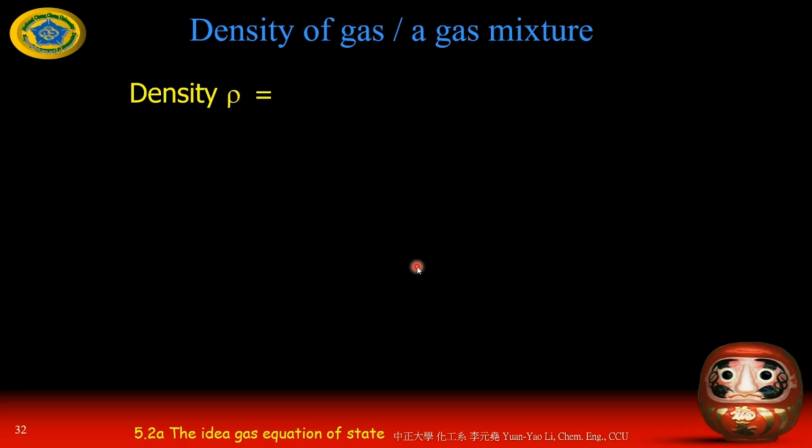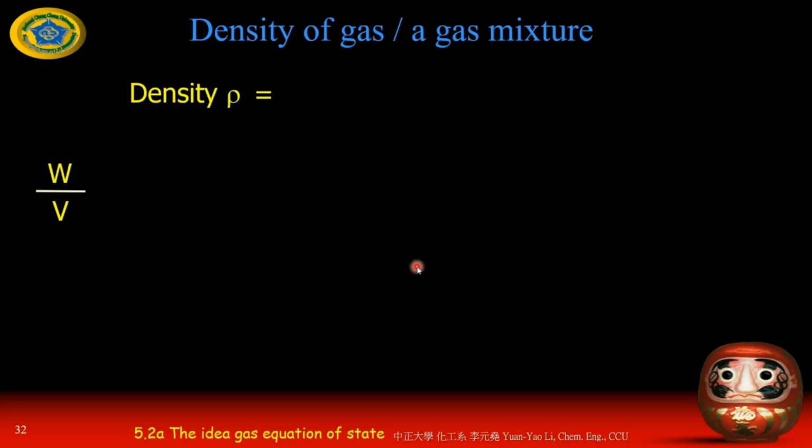So now we have finished the introduction of the ideal gas equation of state, and now let's think of the density of a gas, or a gas mixture. We already know how to get the density of a solid or a liquid mixture. So how about the density of a gas? We know that the density of a gas is mass divided by volume. Everybody knows that, right?